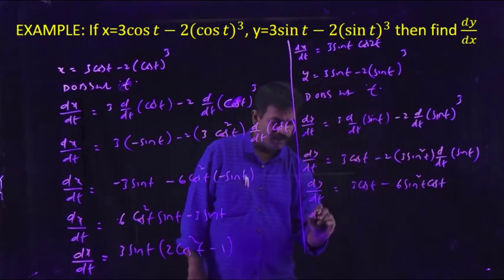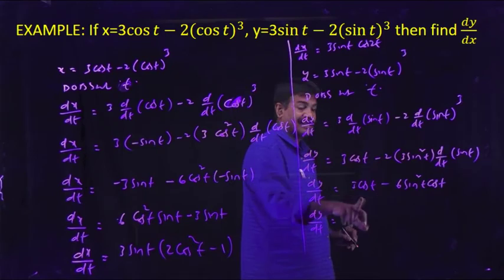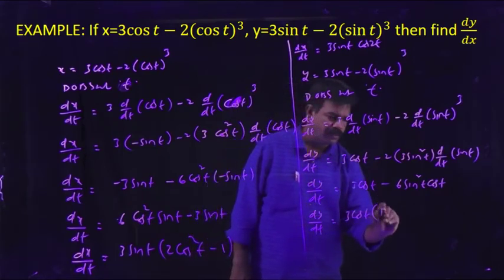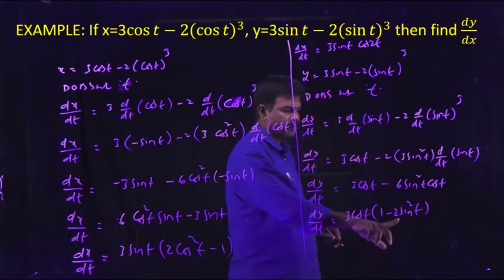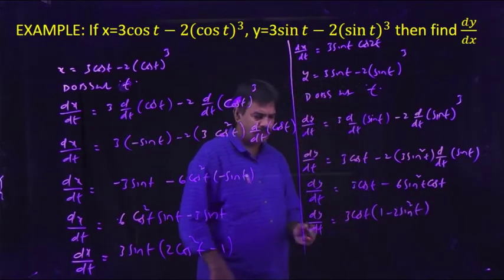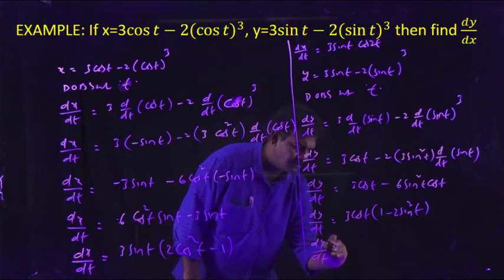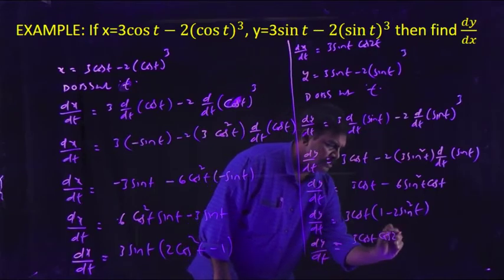dy by dt is equal to, we have the common 3 cos t, that is 3 cos t into 1 minus 2 sin square t. It is also a very familiar formula in trigonometry, that is cos 2t. dy by dt is equal to 3 into cos t into cos 2t.